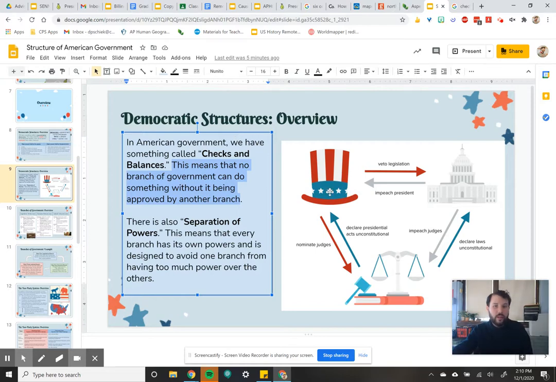So for example, in this diagram over here, this is the executive branch, the president. This is the legislative branch, the Congress.